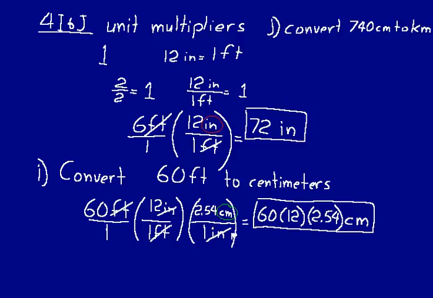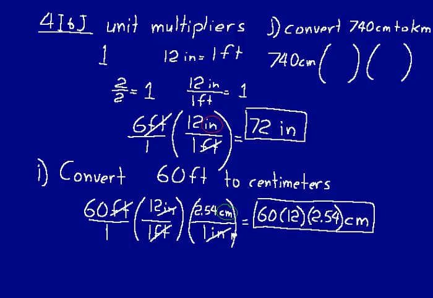Let's do one more problem. Convert 740 centimeters to kilometers. So first, always what you do on a unit multiplier problem is to write down what's given, 740 centimeters. Then you think about what you need to do to get from centimeters to kilometers. Well, let's just think about it. We know that there's 100 centimeters in a meter, and there's 1,000 meters in a kilometer. So we'll need 2 unit multipliers, just like in the previous problem. So let's just go ahead and put 2 sets of parentheses down.